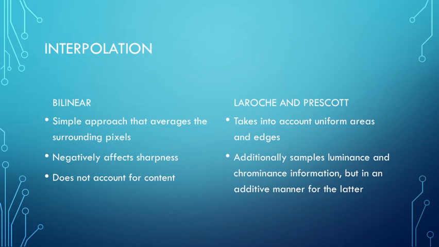Additionally, it uses more information, sampling luminance and chrominance, in an additive manner. In general, these two methods tend to have similar color outputs, but bilinear doesn't interpolate edges nearly as well as LaRoche and Prescott's method. Bilinear does have the advantage of being simpler and faster to implement.